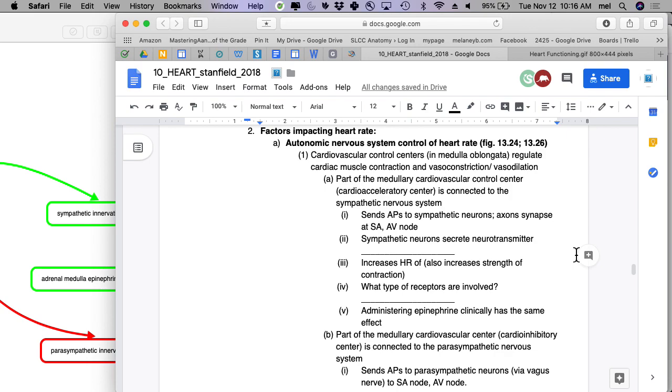You with me? Yeah? Okay, so the medulla oblongata controls cardiac muscle contraction. It also controls vasoconstriction and vasodilation, but listen very carefully. When it does it with the medulla oblongata, it's not local, it's systemic. Okay, so stick with me.